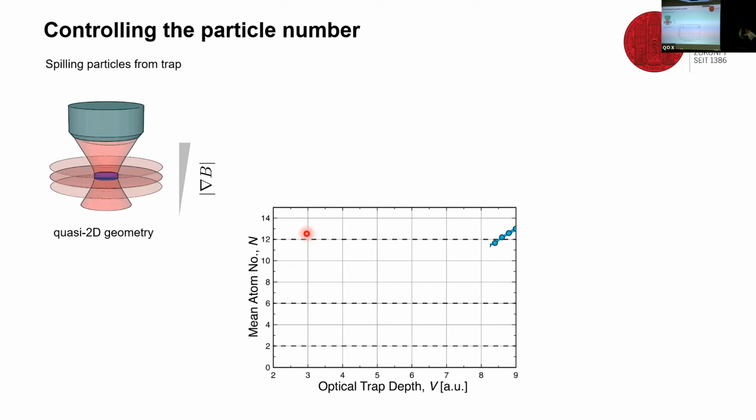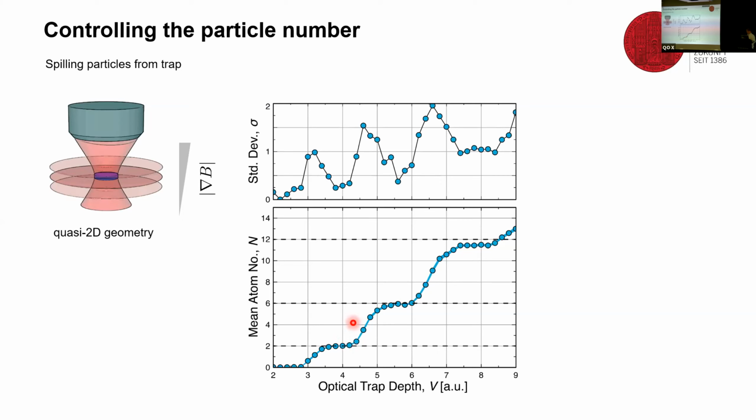And now we prepare our particles, not in this very tightly focused dimple, but in this 2-dimensional geometry. As we lower the trap depth, we observe how many particles remain in the trap. And what we see is, as we lower the trap depth, there's a step at about 12 atoms, another step at 6 atoms, and a third step at 2 atoms. Where does this come from? You can see that for each of these plateaus, the fluctuation in atom number that we observe is minimized. So where does this come from?